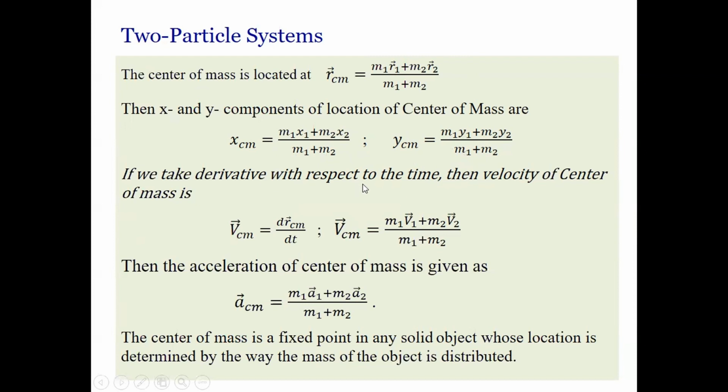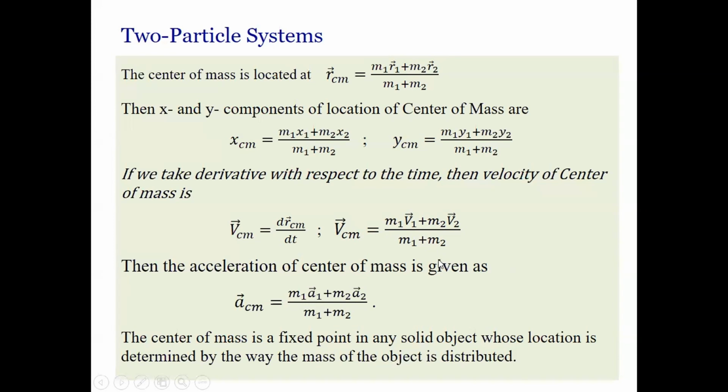Now, if we take the derivative of the above equation with respect to time, then the velocity of the center of mass is given as dr over dt, and dr of the center of mass is given by this. Now, r contains r1 and r2, so the derivative will be taken of r1 and r2, and then we get the vectors v1 and v2. So the velocity of the center of mass is given as m1 v1 plus m2 v2 divided by m1 plus m2. This is the velocity vector for the center of mass.